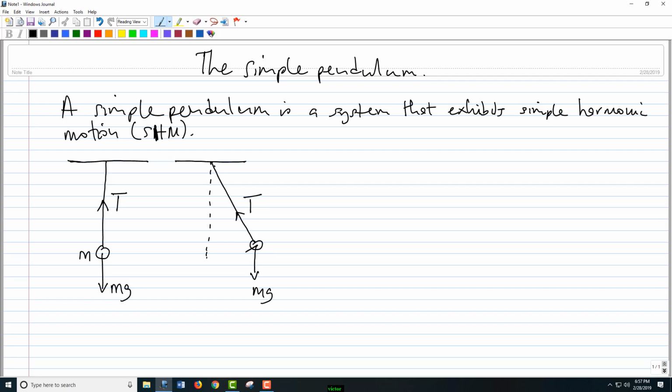There is now a restoring force, mg sine theta, which points towards the equilibrium position. The angle theta comes from this angle here, which is our displacement angle. So when we release this mass, it's going to swing through the equilibrium position along an arc of length s. Note that the length of the pendulum is L.